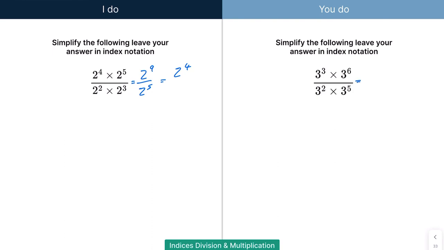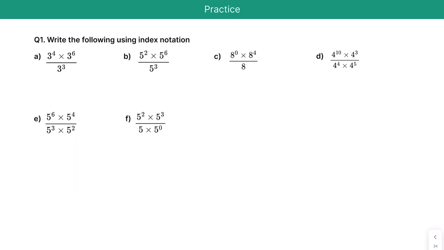Okay, again, hopefully you've pressed pause and had a go at this one. So that's 3 to the power of 9 divided by 3 to the power of 7. And then you just subtract the 2, and that gives you that. So here's some practice questions. Press pause and have a go.